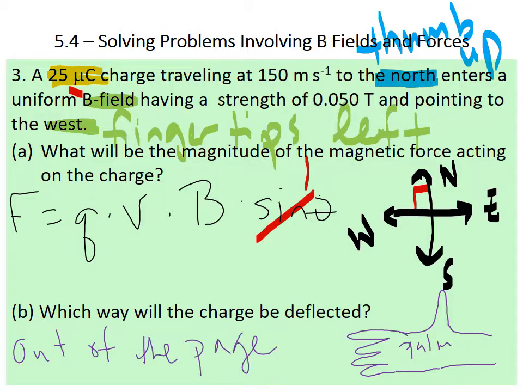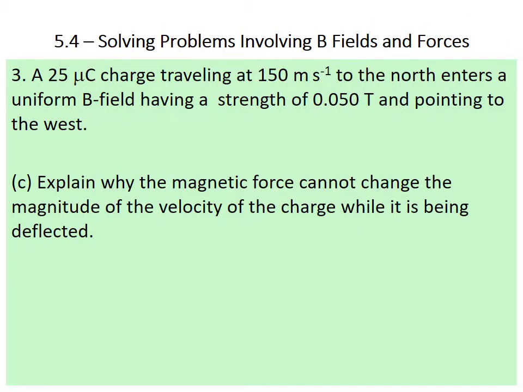Since you're writing on paper, it makes sense that that charge would be coming out of the page towards you. Okay, so explain why the magnetic force cannot change the magnitude of the velocity of the charge while it is being deflected. It's a really great point.